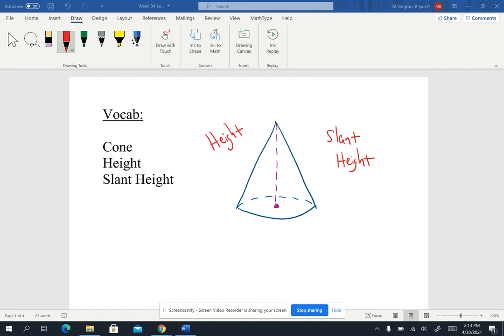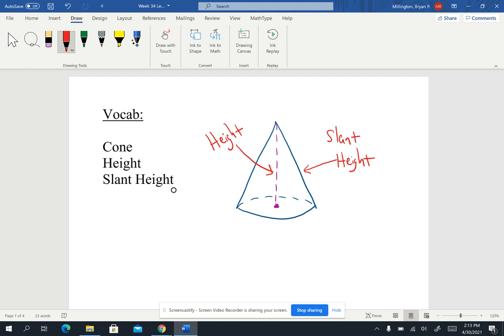There are two real important distinctions here though, between the height and the slant height. Just like when we were talking about pyramids, when we talk about the height of the cone, we're talking about this right here, inside the cone. That's from what you might consider the top of the cone, straight down to the middle of the base, perpendicular to the base of the cone. So that's the height. The slant height is the height along the lateral edge of the cone.